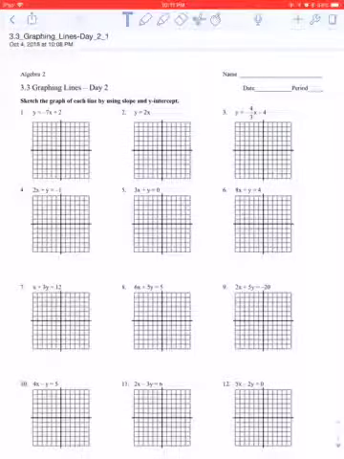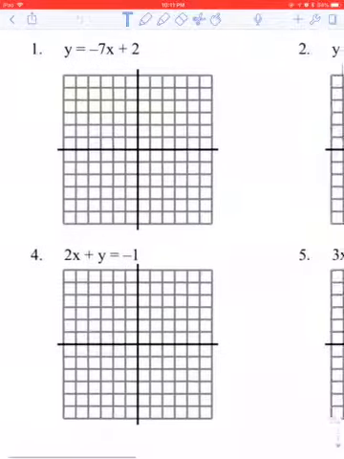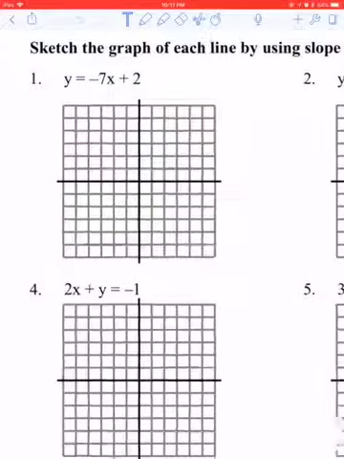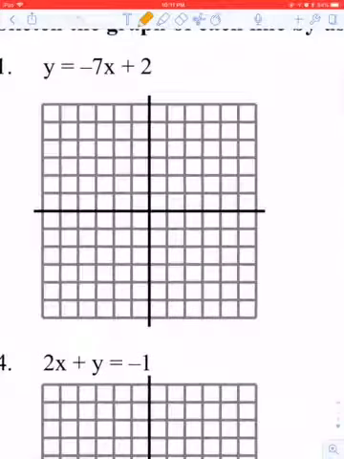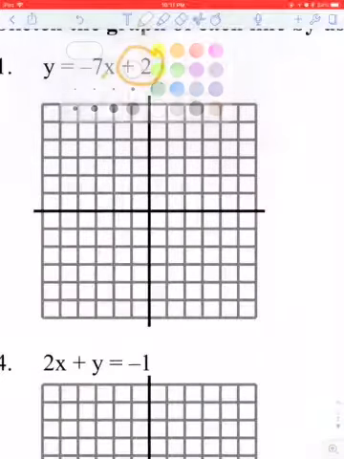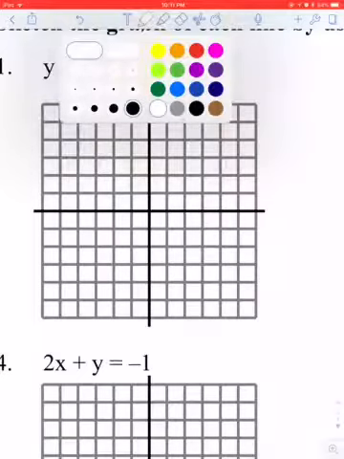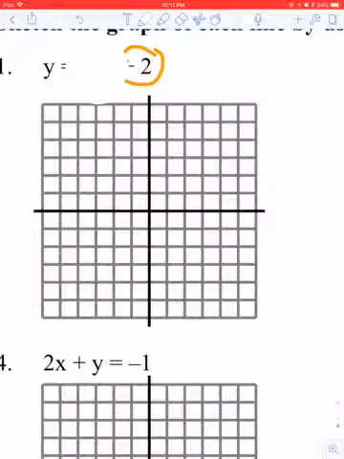So this is 3.3 graphing lines, day 2. Number 1 is just a review of what we did yesterday. Remember, always start off with the number that doesn't have the x. That's a positive 2. So that means y equals, if you were to block off this part, you see that y is equal to 2. So you start with that positive 2.